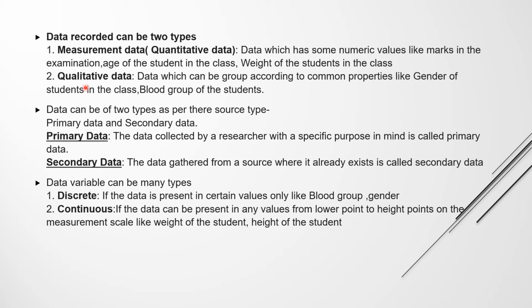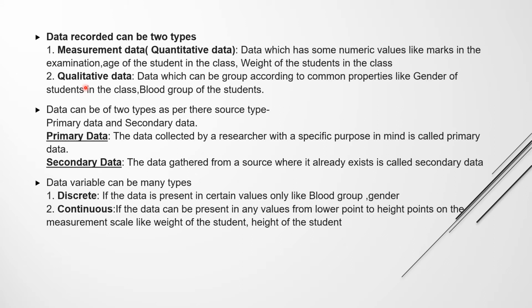When we are collecting the data on the basis of its source type, that is, from where we are collecting that data, we categorize the data in two parts. The data can be primary data or secondary data. What is the term primary data? When the researcher is collecting the data for a specific purpose.